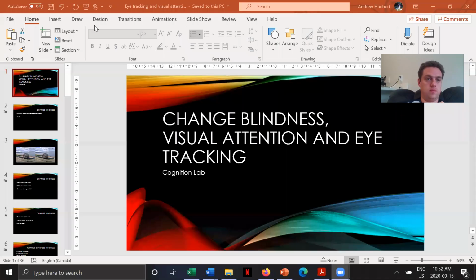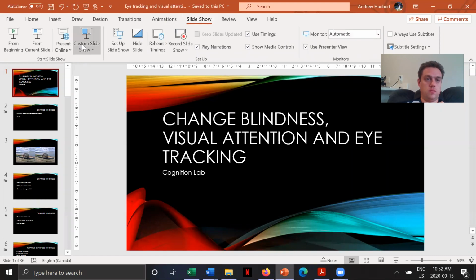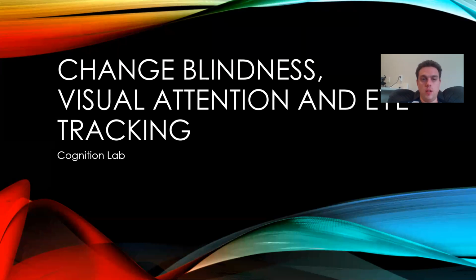Okay, so let's move on. Let's talk a bit about attention, change blindness, and related topics. So first we'll talk a bit about change blindness, like I said, which is of course the experiment you just did. Then we'll talk a bit about some other visual attention tasks and eye tracking and how they all connect.